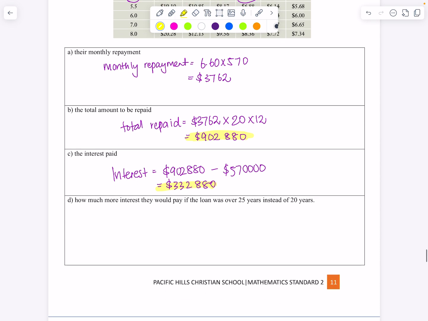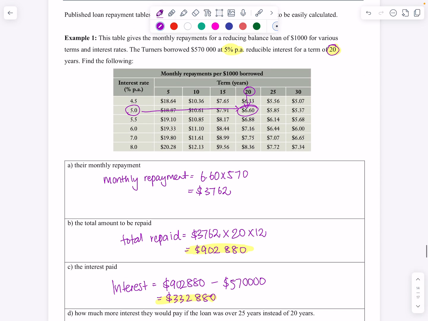Next question, how much more interest? Find out how much more interest they would pay if the loan was over 25 years instead of 20. So what would be the interest if you decided to pay for a longer amount of time? So 25 years, we need to go back to the table. 25 years, the same rate, monthly repayment reduces to $5.85, but for a longer period of time.